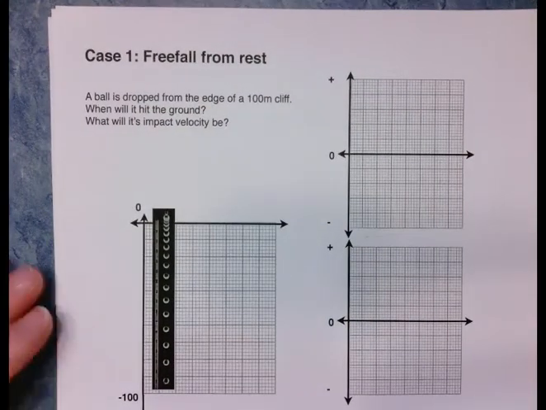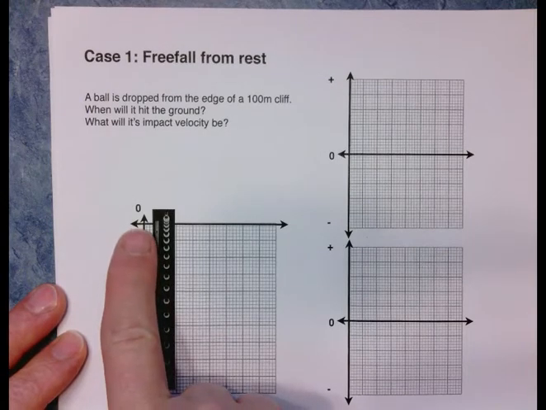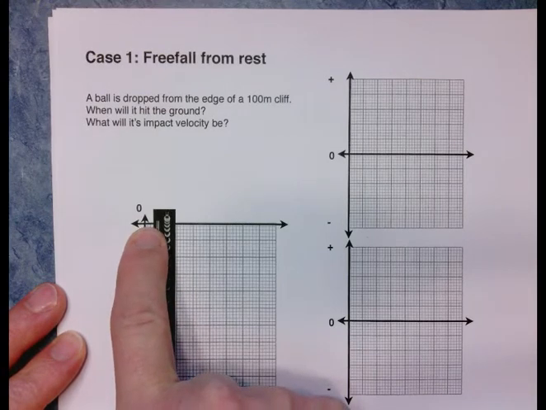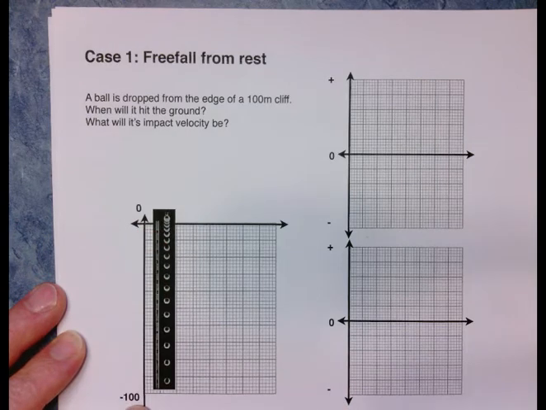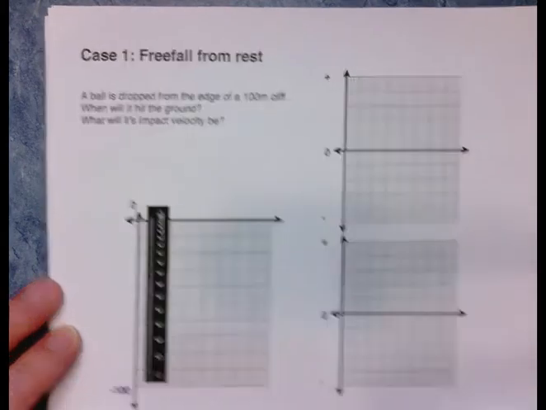We have a cliff. It's 100 meters tall. And in the previous screencast, we considered both cases when we set up our reference frame. So in this particular case, I've set up the reference frame as the cliff being at 0 and the bottom of the cliff being at -100. So two typical questions: when will it hit the ground and what will its impact velocity be?